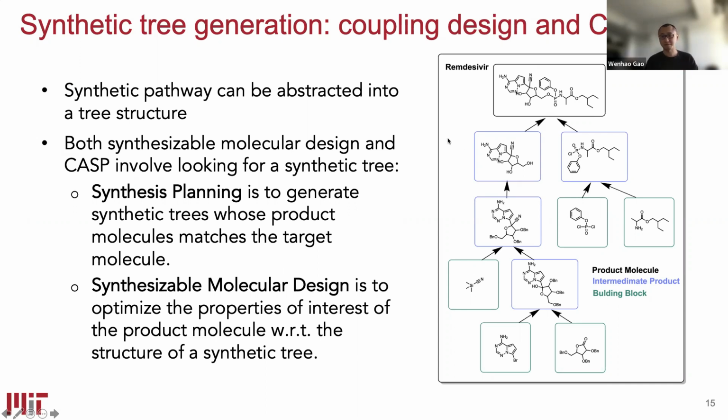Further, the task of CASP, synthesis planning, is also to find a synthetic path for a target molecule. So these two tasks could be solved within one shared task of synthetic tree generation, using algorithms like we did for molecular graphs. Within this framework, synthesis planning is to generate synthetic trees whose product molecule matches the target molecule, and synthesizable molecular design becomes optimizing the property of interest of the product molecule with respect to the structure of a synthetic tree.